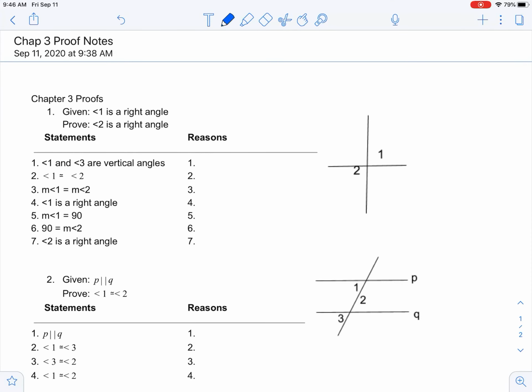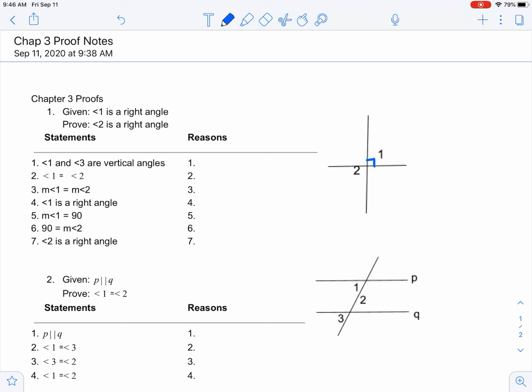Okay, so today we're going to look at any types of proofs that you might see in Chapter 3. So we're going to prove some of the theorems that we've already taught you and show you where they came from, why they're true. So for this first one, I'm going to give you that angle 1 is a right angle. I'm going to go ahead and label that so I know angle 1 is a right angle. We want to prove that angle 2 is a right angle.